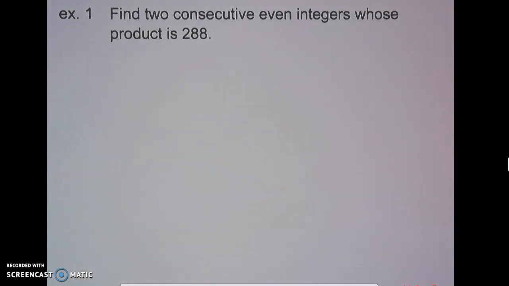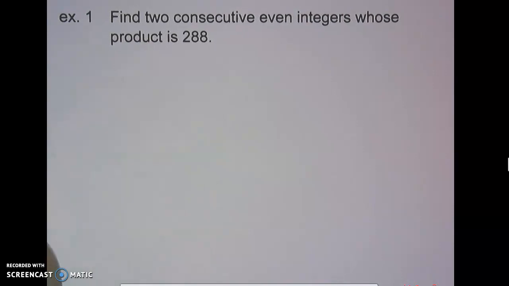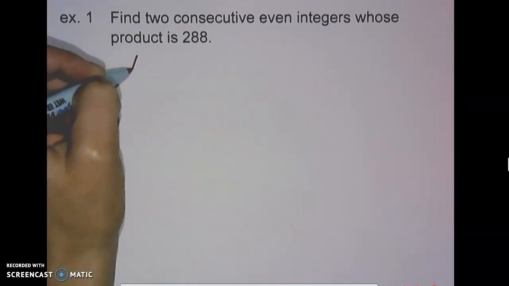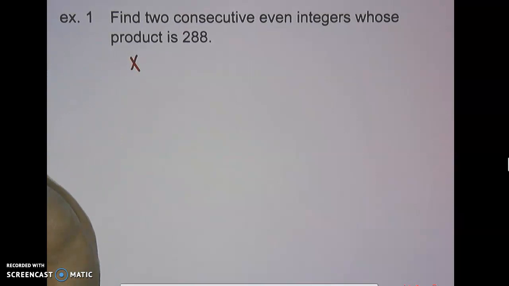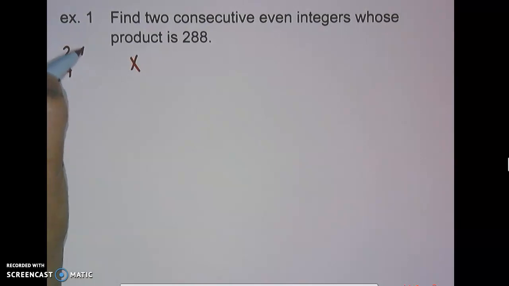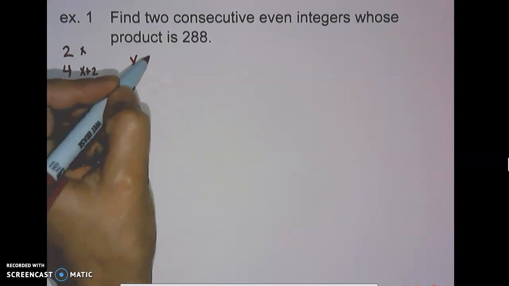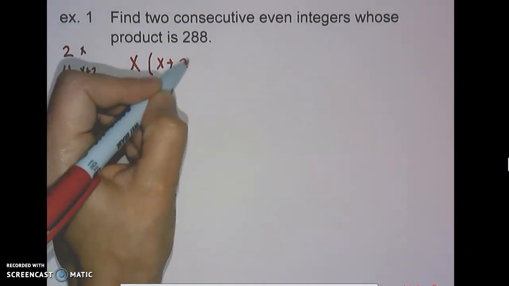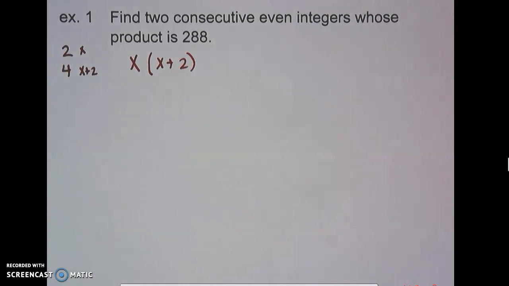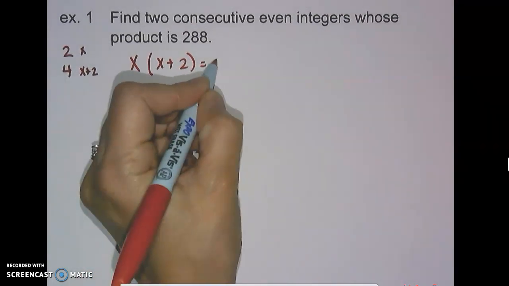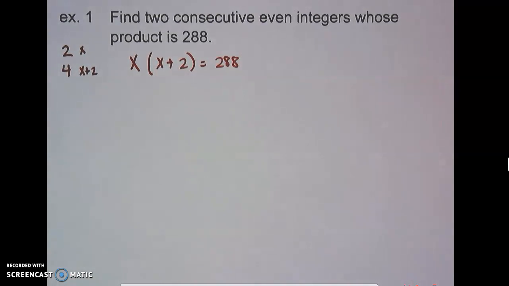But we need two consecutive even integers. So if we don't know either of those, the first integer would be x, and then the second consecutive even integer, if we're looking at, for example, 2 and 4, to get from 2 to 4, this is our first one, and we would have to add 2 to it to get to the second one. So we're going to take the product of x and x plus 2 because it's a consecutive even integer. And the product of those two things should equal 288. So there's our equation to solve.